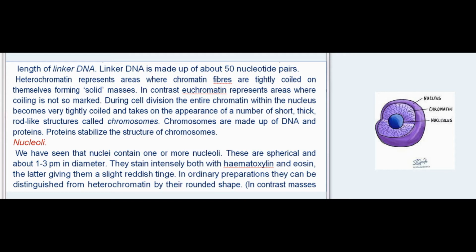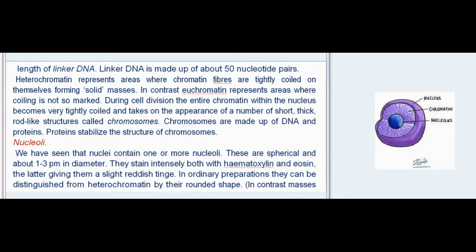During cell division, the entire chromatin within the nucleus becomes very tightly coiled and takes on the appearance of a number of short, thick, rod-like structures called chromosomes. Chromosomes are made up of DNA and proteins. Proteins stabilize the structure of chromosomes. Nucleoli. We have seen that nuclei contain one or more nucleoli. These are spherical and about 1 to 3 µm in diameter.